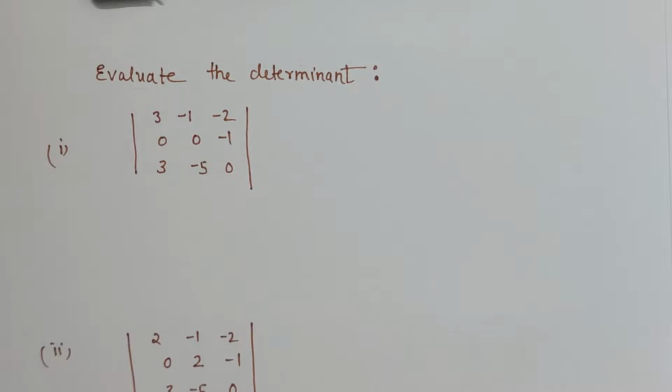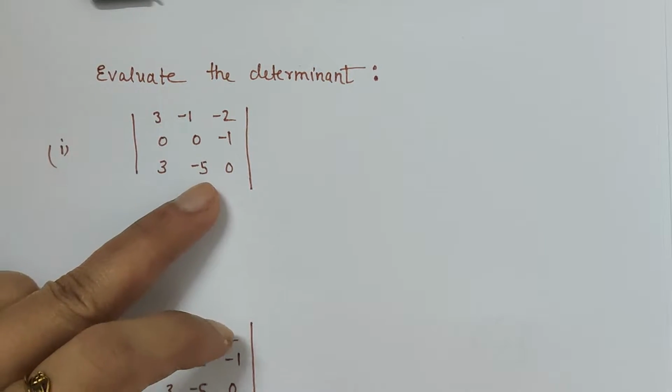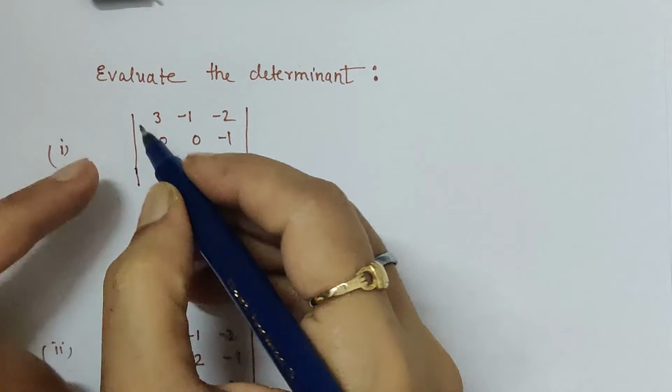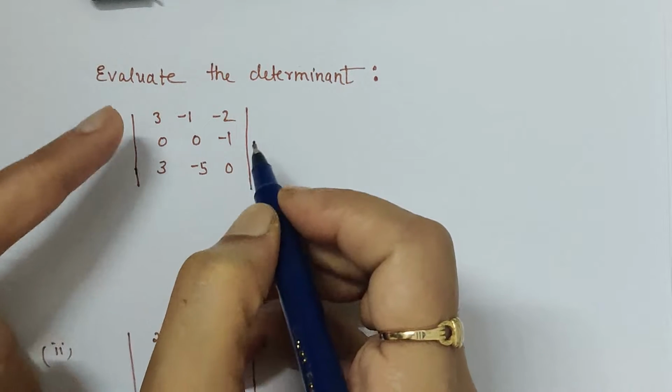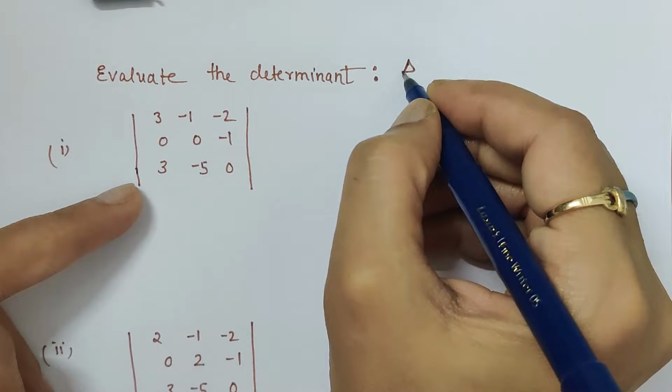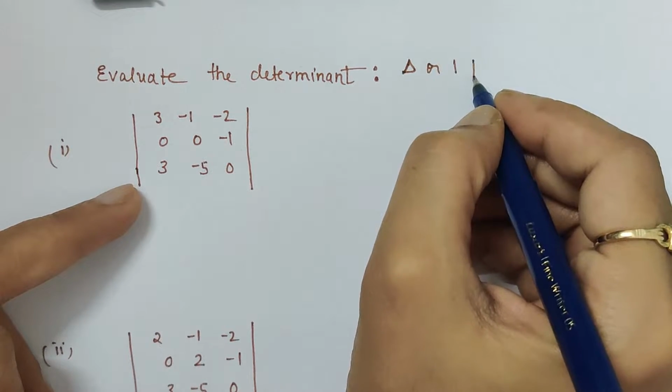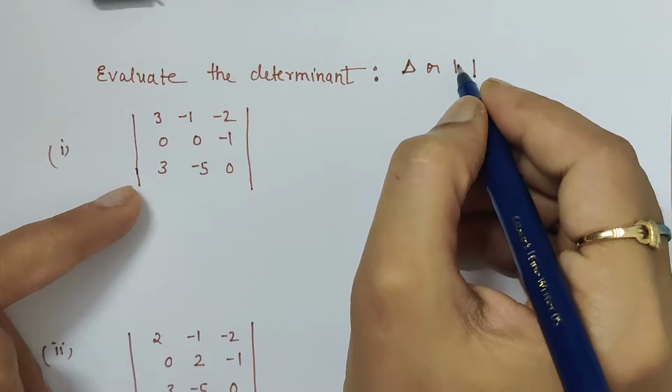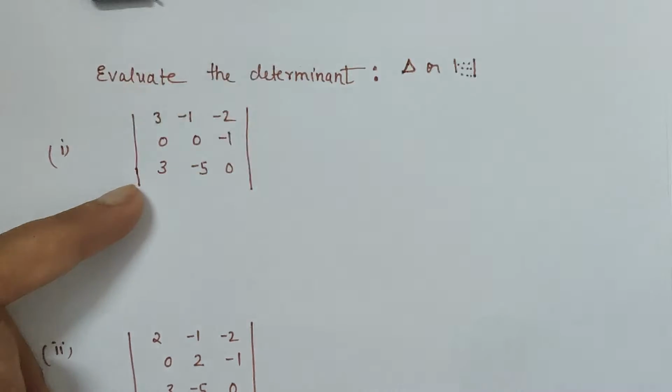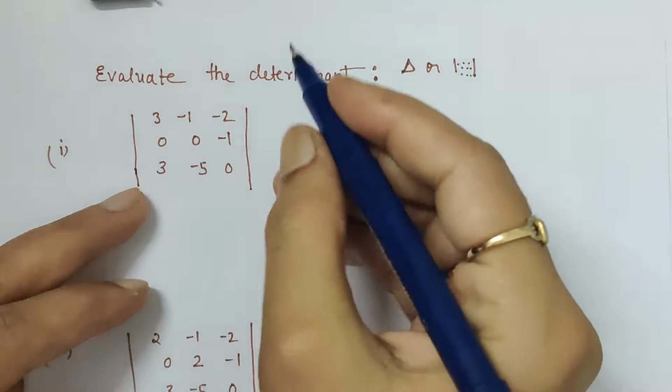Students, good morning. In this video I am going to explain how we can evaluate the determinant. So here, as we can see, it's a 3 by 3 matrix and these straight lines are the symbol of determinant. Determinant can be represented like this or like this, two straight lines and the matrix elements inside. So now I'll show how to calculate.